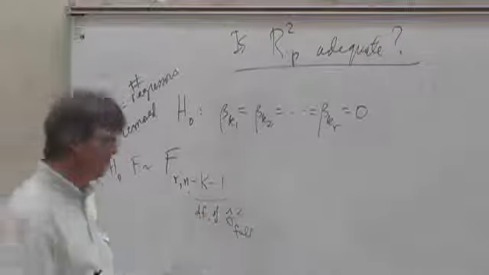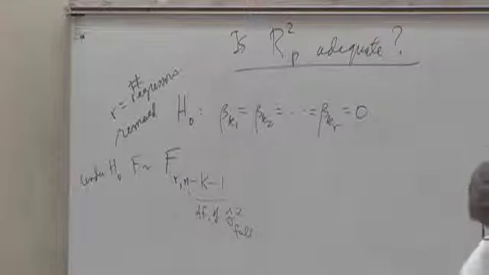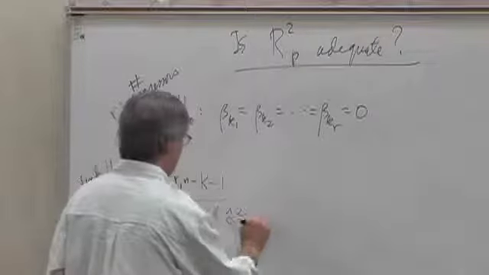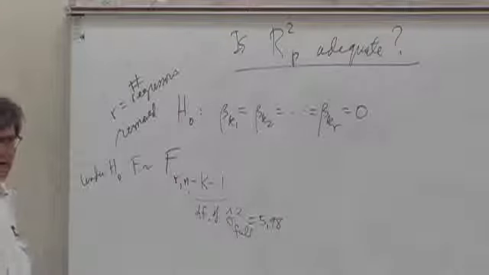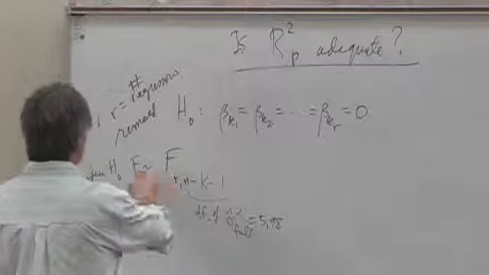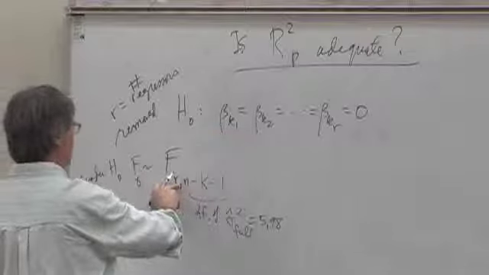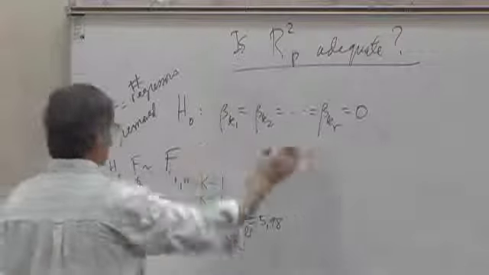I think sigma hat squared sub full was 5.98 in our example. MS res full. So that's the number of degrees of freedom. Under the null hypothesis, the F statistic that I will get is distributed as F with R and n minus K minus 1. R parameters are being set to 0 here.